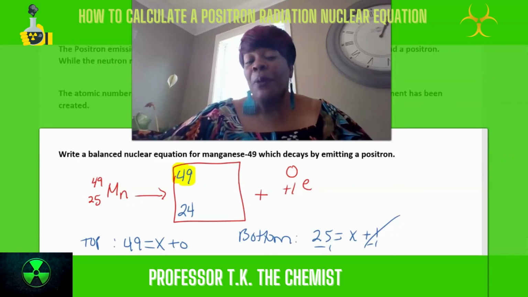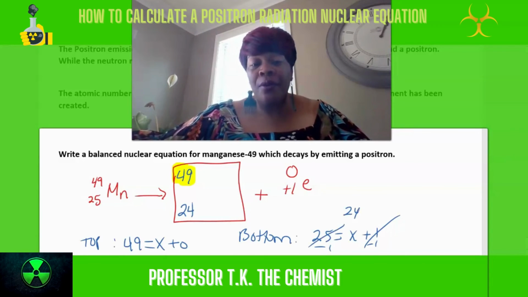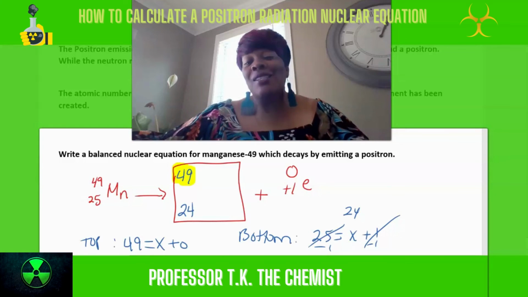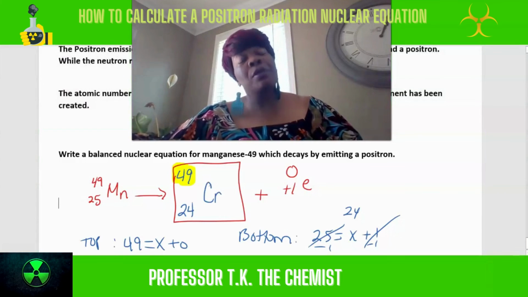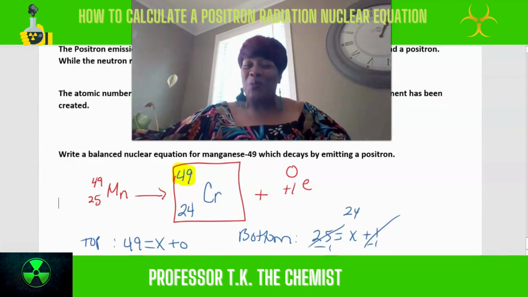And if we look at our periodic table, 24 identifies us with element chromium. So the new element that has been transmuted to become is chromium.